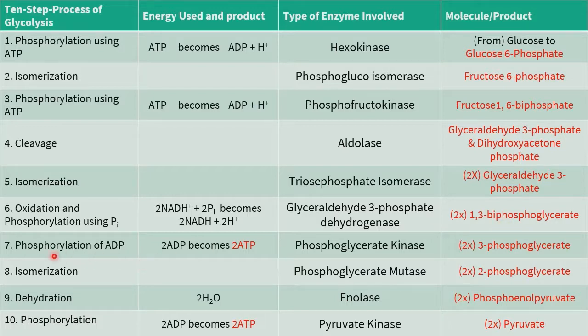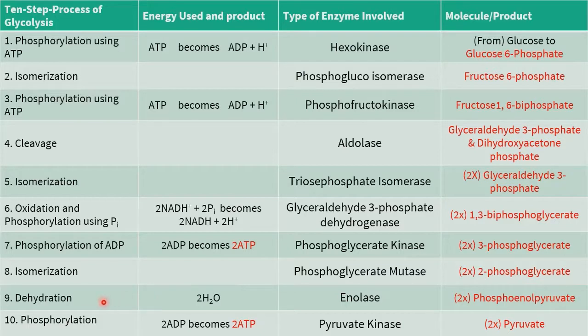And finally, with number 7, phosphorylation of ADP. From 2 ADP, that will be converted into 2 ATP. So now there's energy being produced here, and that is done by an enzyme called phosphoglycerate kinase. There will be two molecules of 3-phosphoglycerate. Then isomerization again happens in step 8 without the use of energy, by the enzyme called phosphoglycerate mutase. That will yield two molecules of 2-phosphoglycerate.